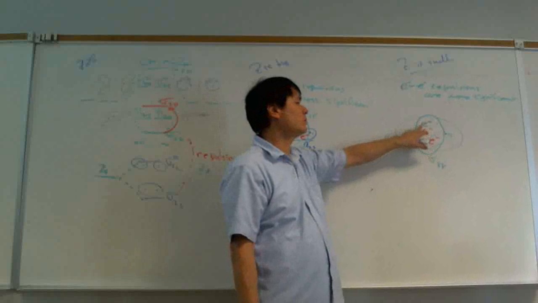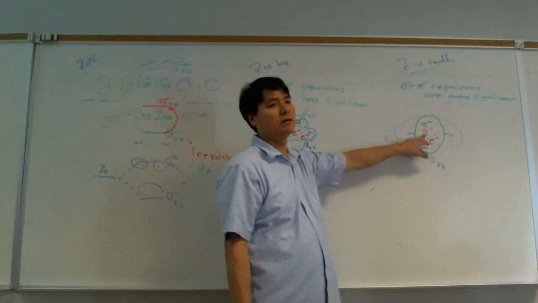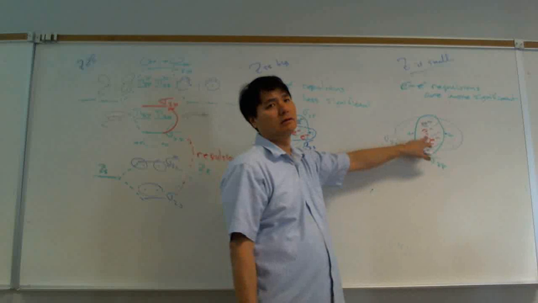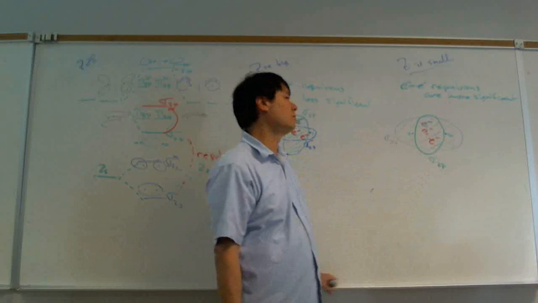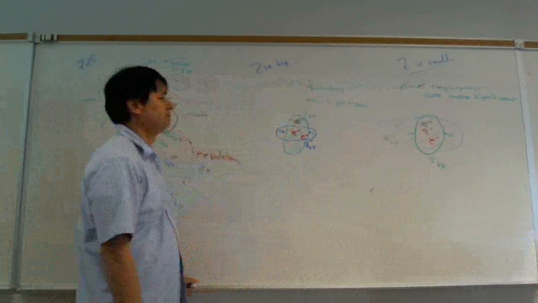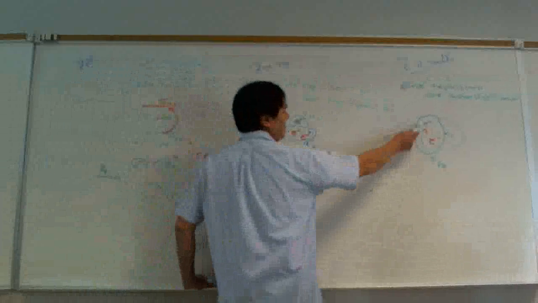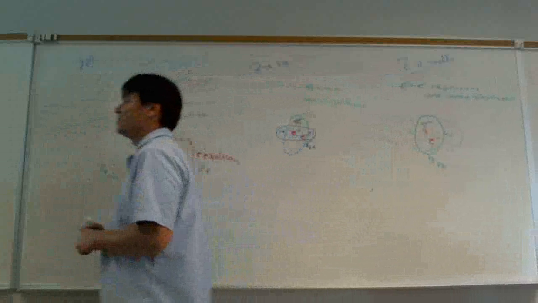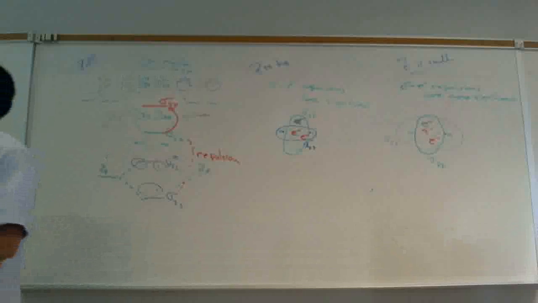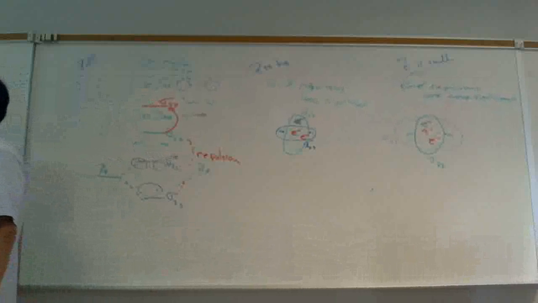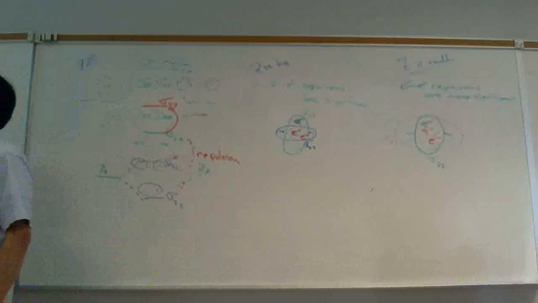So the repulsions here are going to be stronger, more significant. And so when they occupy the same space, that causes repulsion, which destabilizes one of the orbitals. And so, let's see.